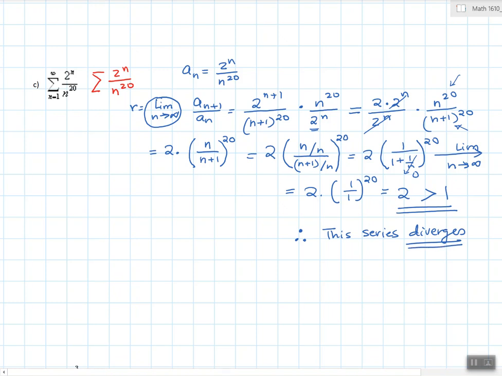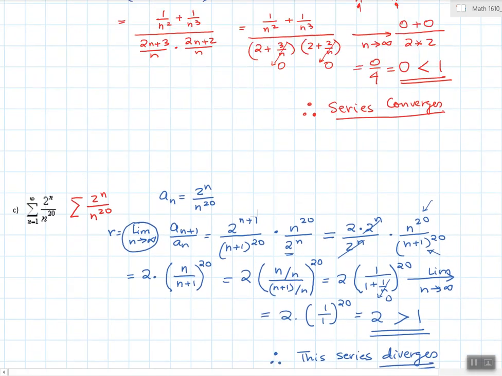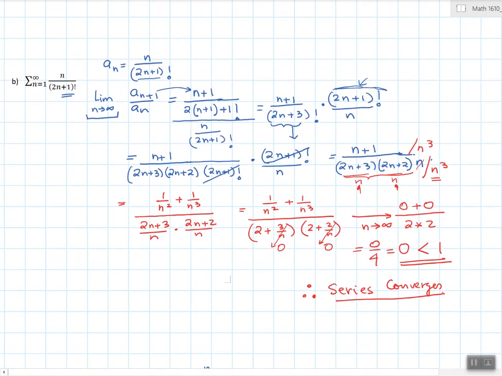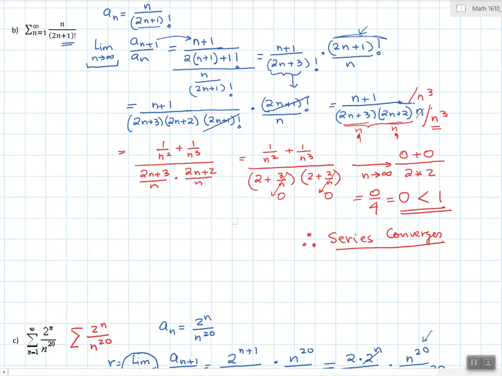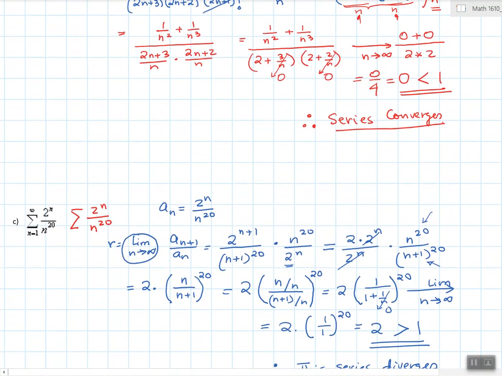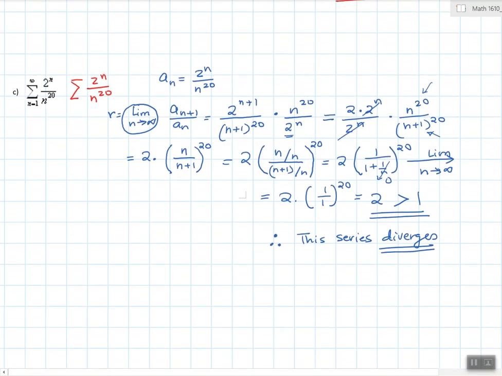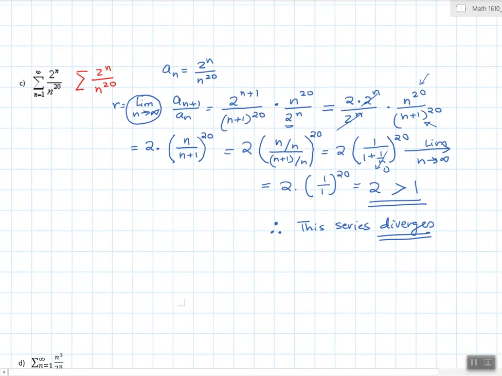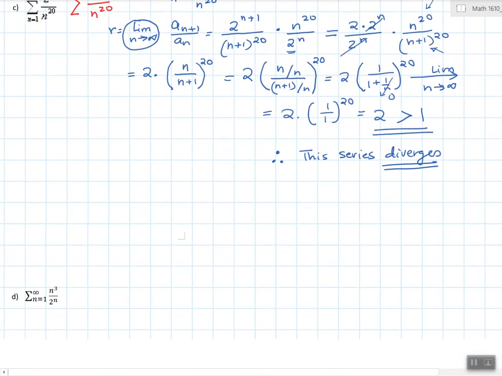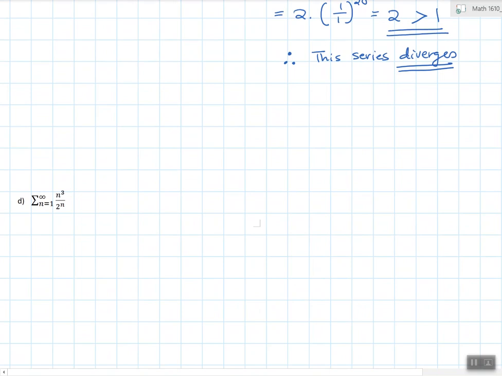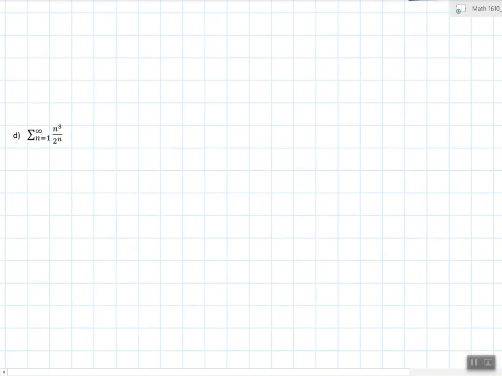So please notice the kind of examples we did. We had exponents, we had factorials, and whenever you have these kind of exponents and factorials, ratio test is the most efficient way of testing the series. So we'll go on to the next one, but before we go to the next one, let's try our hand at one more. So here an is n cube over 2 raised to the power n.